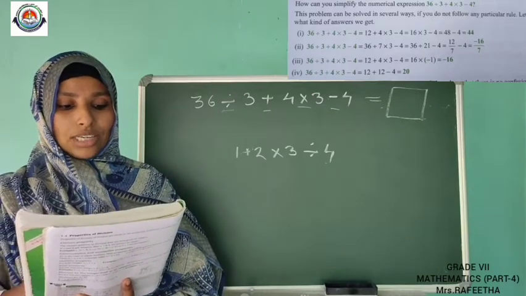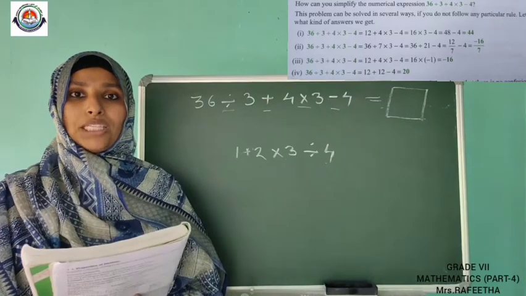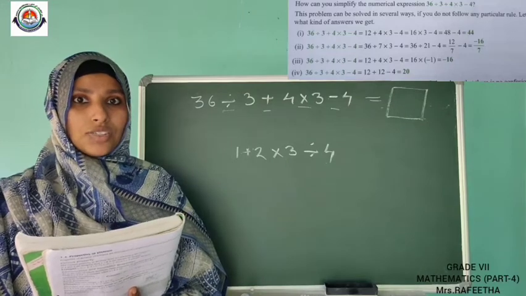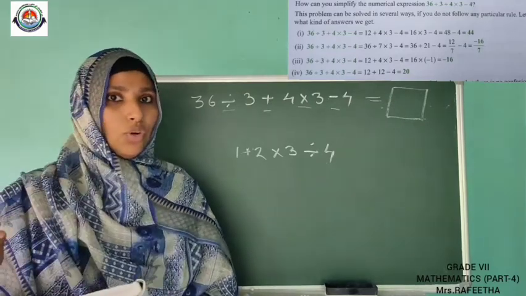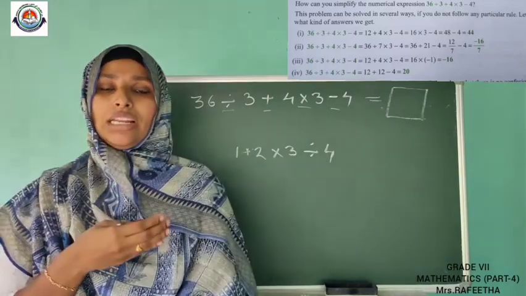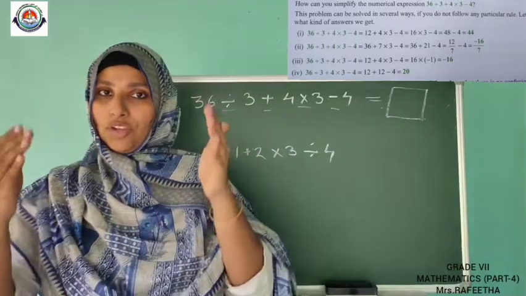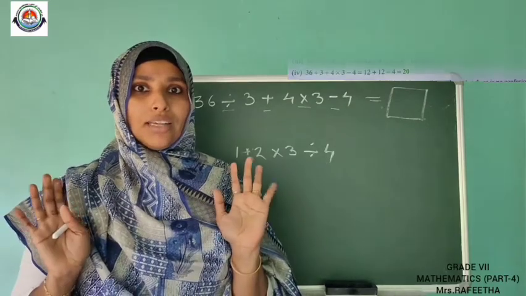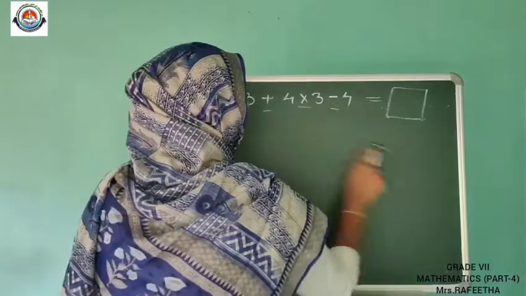Like that, in the second question, instead of 36 divided by 3, they have done 3 plus 4, which is equal to 7, so 36 is divided by 7. In the next question, they give 36 divided by 3, which we know is 12, then 4 into 3 minus 4. Like that, a lot of different ways are there to solve. If we do it in any of these ways, we won't get the proper answer. Why? Because there is a certain rule for this.